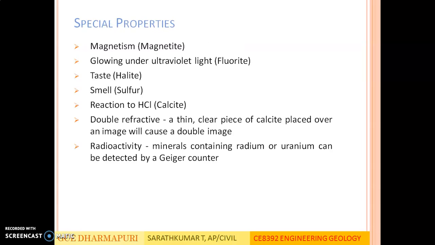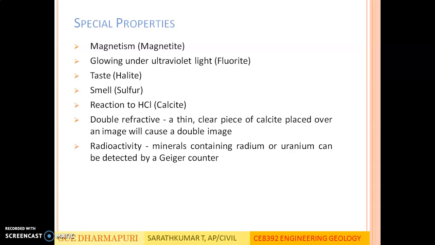Also, there are some special properties of minerals. For example, magnetite, since it contains iron, exhibits magnetic property. Some minerals like fluorite glow under ultraviolet light. Halite, since it contains salt content, tastes salty. You can identify sulfur by its smell. And some minerals like calcite react to HCl acid.